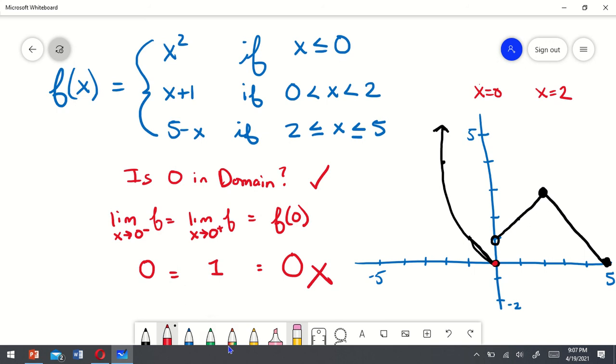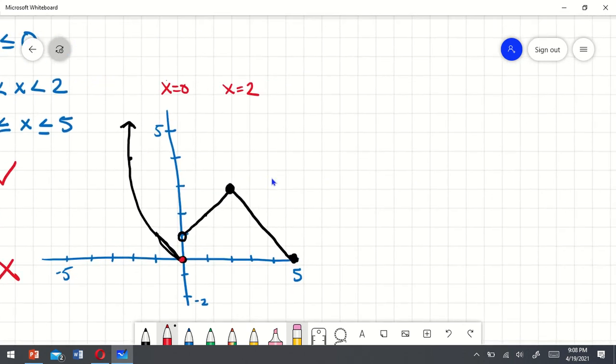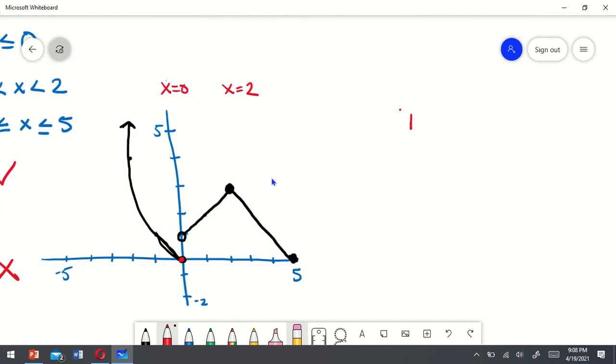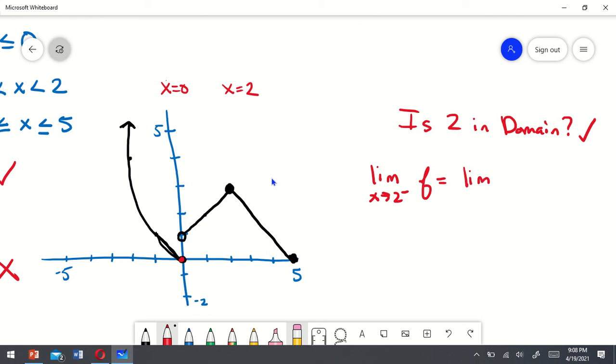I can ask the same question of x equals 2, and I'm going to put that work over here. So is 2 in the domain? Yes, I am allowed to plug in 2. I get out a particular number. Is the limit from the left and the limit from the right equal? And is it the same thing as if I just plug in the number 2 to the function?